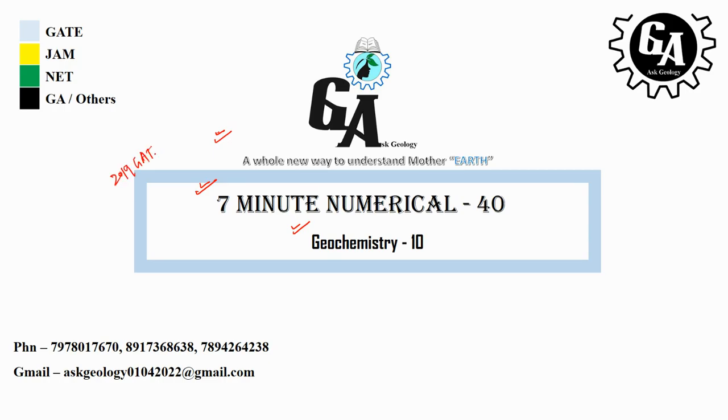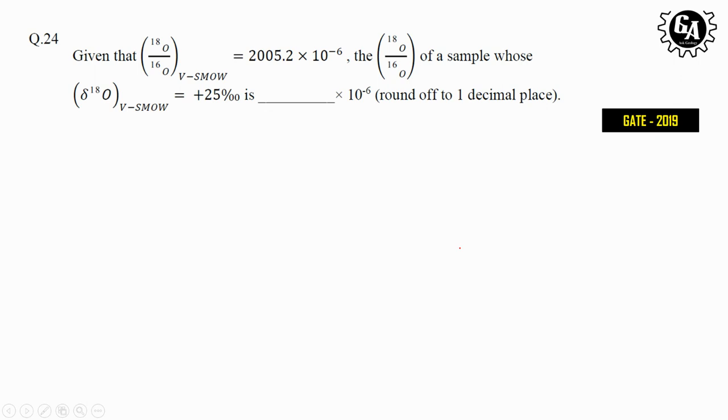In today's 7-minute numerical, we'll discuss one geochemistry question that was asked in GATE 2019. This blue color banner represents the GATE questions, and this is related to stable isotopes. So just see what the question is. This is question number 24.